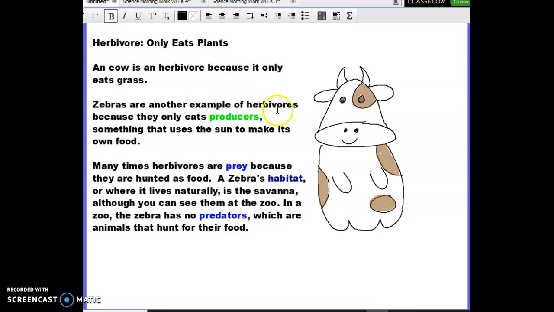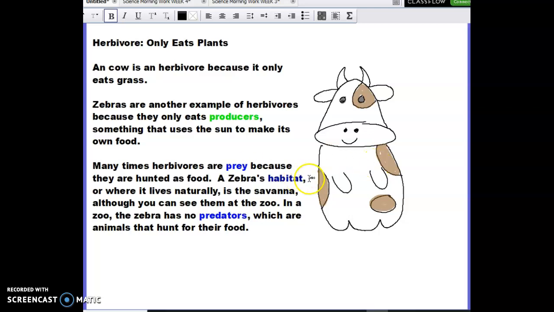Zebras are another example of herbivores because they only eat producers, something that uses the sun to make its own food. That came from this one. Many times herbivores are prey. Why? Because they are hunted as food. They are the first thing to eat in the food chain, and then people will eat them. So a lion would be hunting zebras.